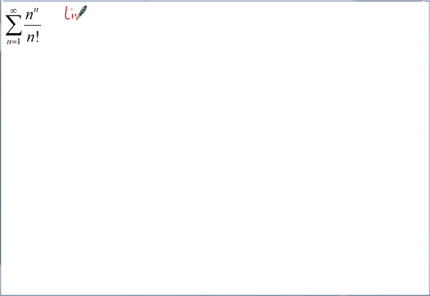So use the limit as n approaches infinity of the absolute value of a sub n plus 1, which means you substitute n plus 1 wherever there's an n. So that would be n plus 1 raised to the n plus 1 over n plus 1 factorial. And again, divided by a sub n, which as it is would just be n to the n over n factorial.